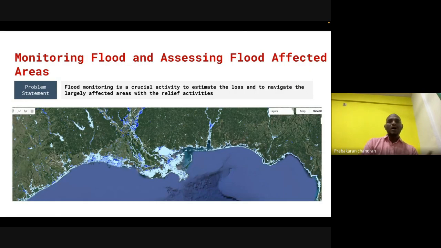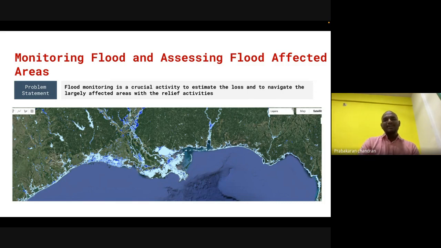And the third one is monitoring flood and assessing the flood affected areas. This is actually a typical change detection problem. Change detection is nothing but detecting the change or the difference from one time period to another time period. Because flood is an unexpected and also rare condition where extensive water is coming, right? Either because of the rain or because of other water bodies.